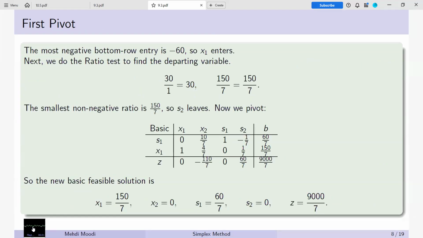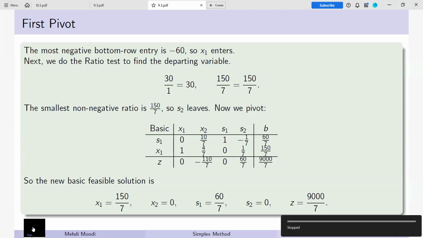Now we do the first pivot. Since -60 is the most negative entry in the bottom row, x1 enters. Then we use the ratio test to decide which basic variable leaves. After pivoting, we get a better feasible solution and a higher profit.